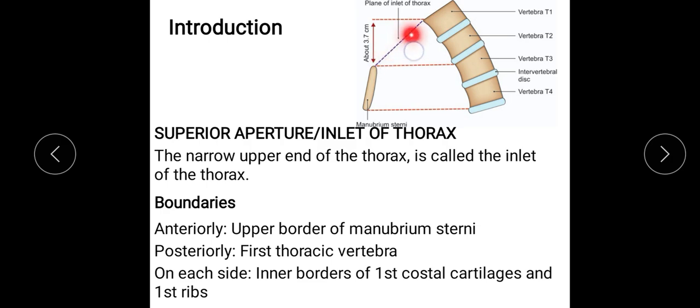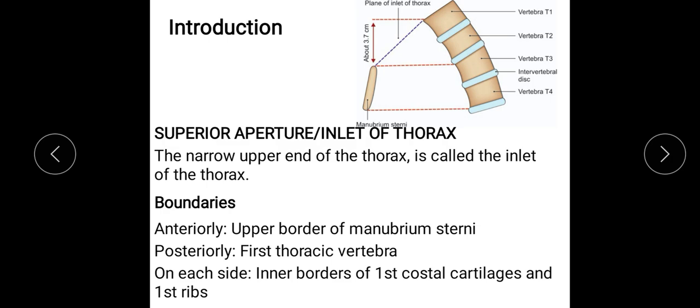This is the inlet of the thorax. This is the manubrium sternum. These are the thoracic vertebra. This is the first thoracic vertebra. Then this is the plane of the inlet of the thorax. This upper end of the thorax is known as the inlet of thorax, which is a narrow passage.